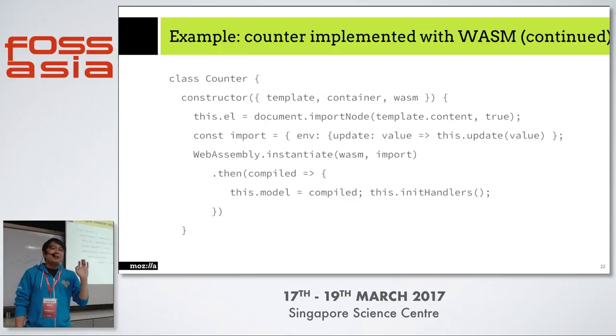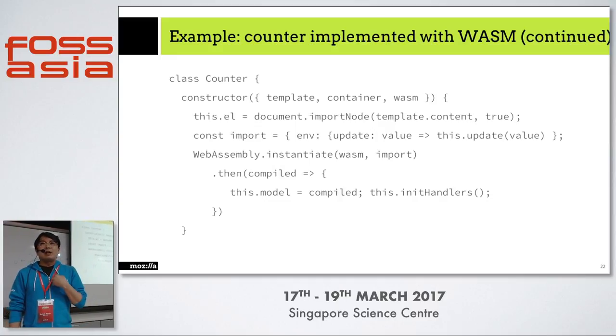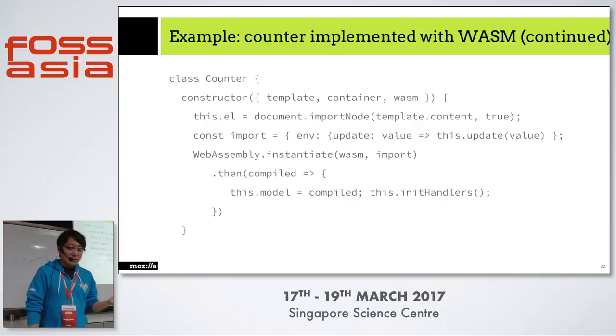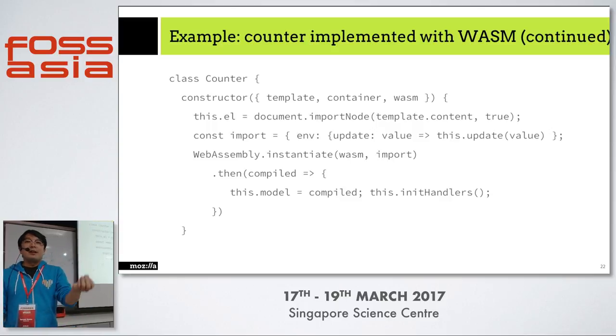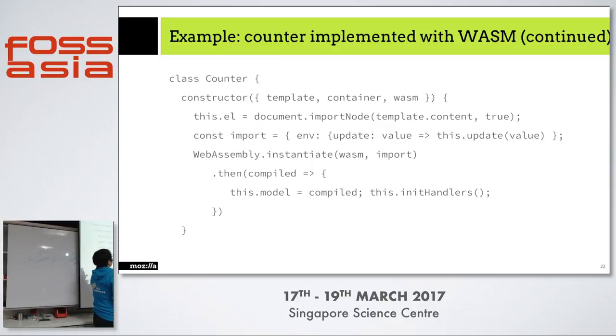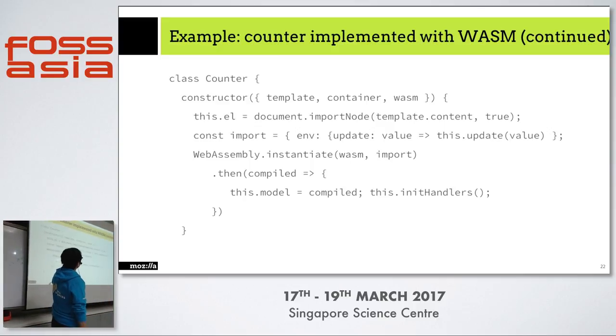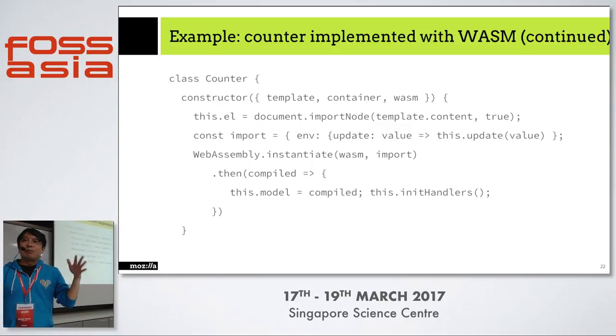After that, the compiled image cannot be used from JavaScript yet. We should instantiate it, because the compiled image has not been given imported functions or memory objects. So we instantiate it with some import environment like this. In this example, I specify one function named update here and instantiate the compiled module.